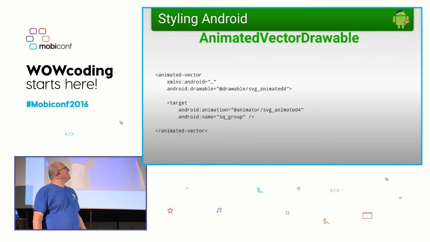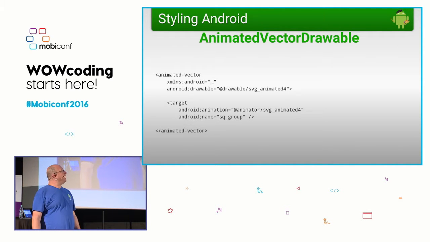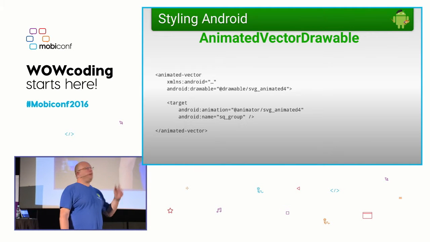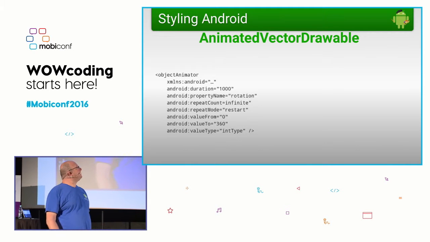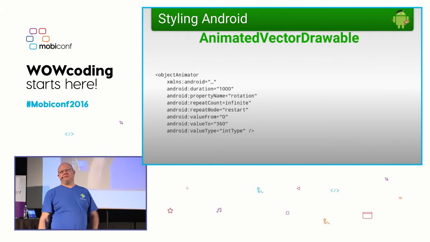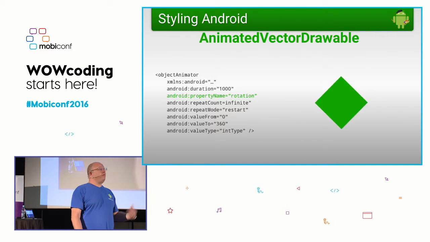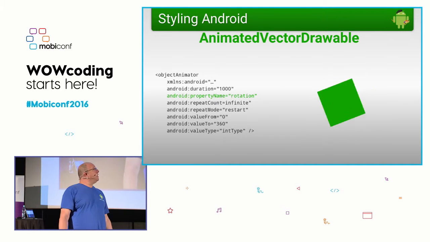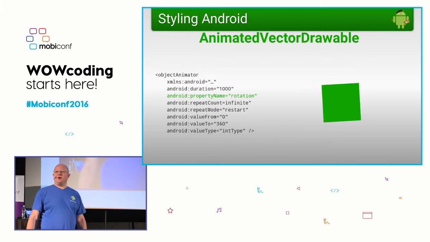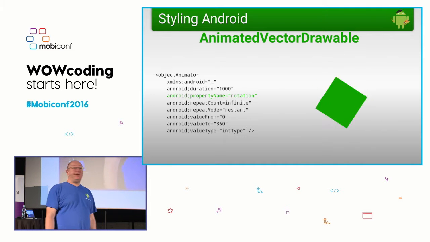But when we come to our animated vector, again, we're addressing square group there, and we apply the animator. And the animator itself, the property name is rotation. This is an integer type, and we're going from a value of 0 to 360, which is the rotation in degrees. And so when we start that, with the infinite repeat and things, we can start rotating the square. Again, that would require a chunk of work to do manually if we were working out that rotation within code, but it's just doing stuff for us.